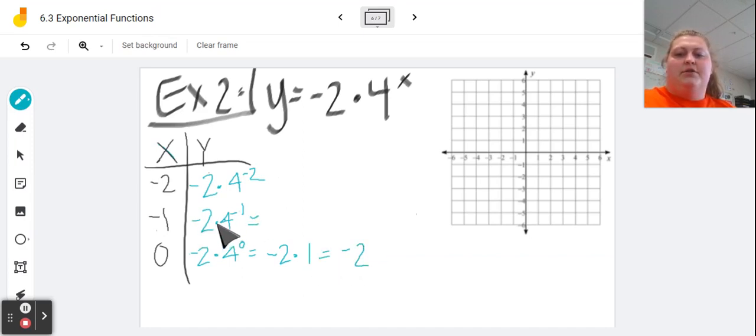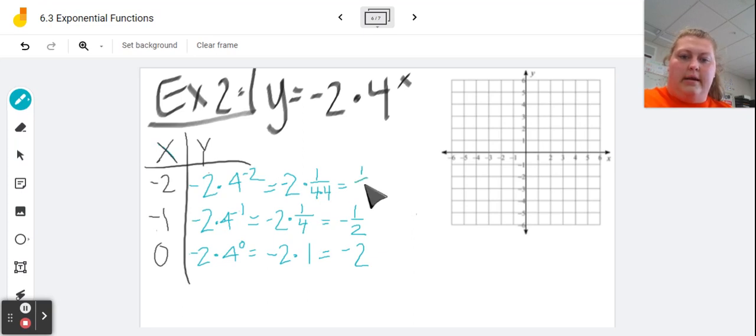Next, -2 times 4 to the -1. I'm going to make it a positive exponent, so 1/4. So -2 times 1/4 gives me a half, but negative, so -1/2. Then -2 times 4 to the -2, I'm going to make it a positive exponent. So 1/4 squared, or 1/(4 times 4). And -2 times 1/8 gives me 1/4 negative.